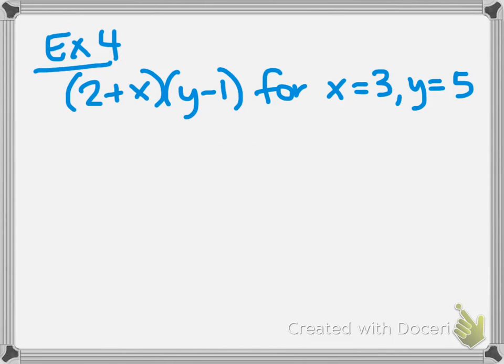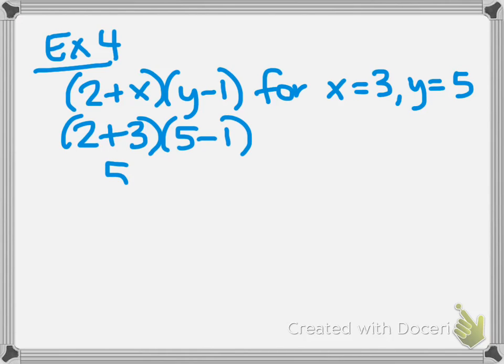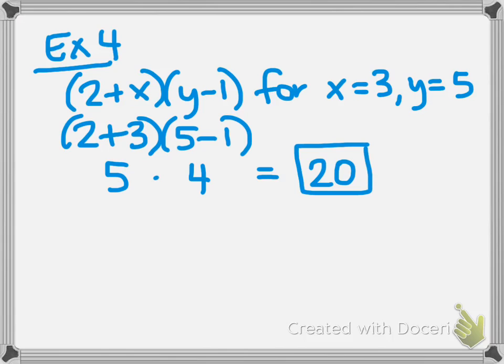Okay, example 4 is quantity 2 plus x times quantity y minus 1 for x equals 3, y equals 5. So that's 2 plus 3 times 5 minus 1. So you do the parentheses. 2 plus 3 is 5, times 5 minus 1 is 4. 5 times 4 is 20. So that's the answer for example 4.